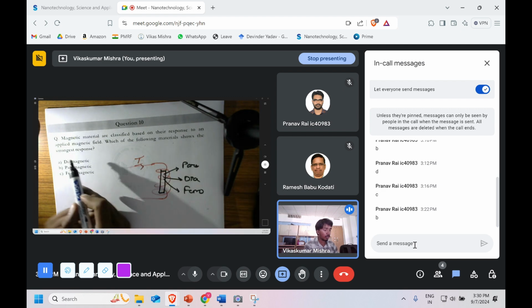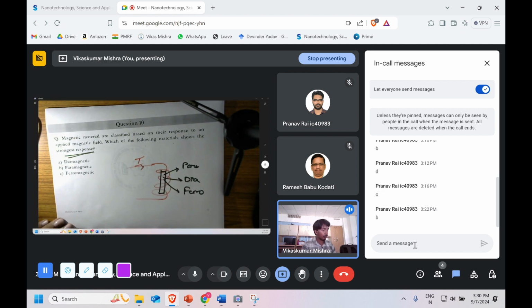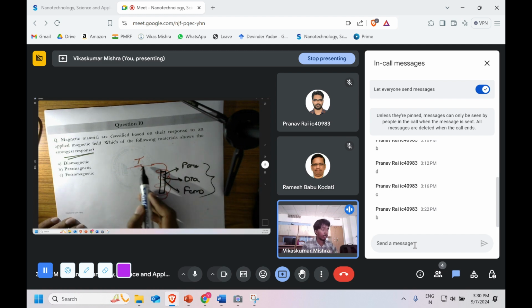Which of the following materials shows the strongest response? Now we want to know which one among these will show the strongest response to this particular magnetic field that we have applied. So what do you think? What is your opinion on that? Is it para, di, or ferro? A, B, or C? Which one will show the highest magnetization?